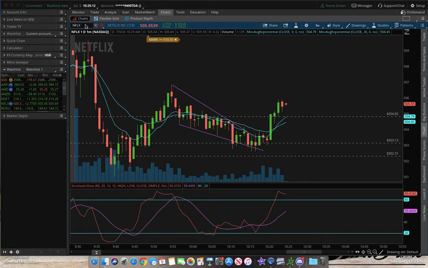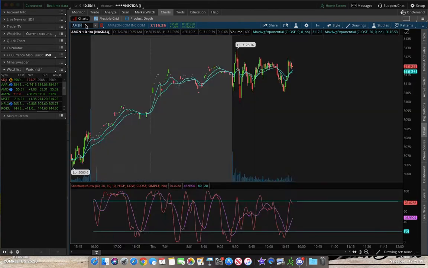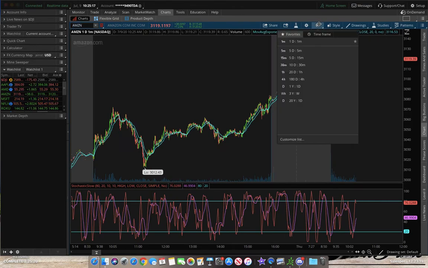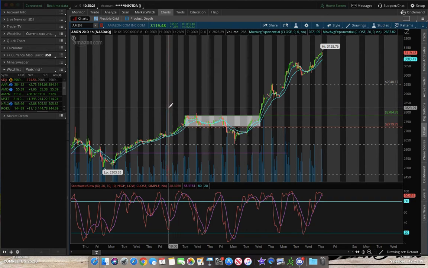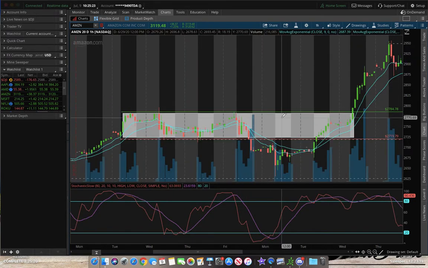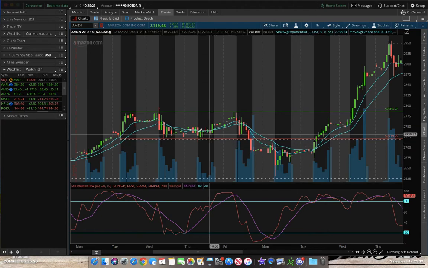So first we're going to go to Amazon. I'm going to go to the 20-day chart, 1 hour. So I already have this highlighted. So right here we can see that starting on June 23rd all the way until July 1st, for about a week, it was trading within this range. It wouldn't go any higher than this, and it didn't really go any lower than this line. I'll explain this in a second.